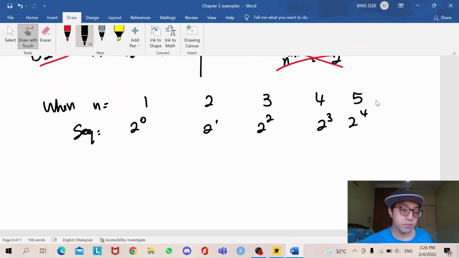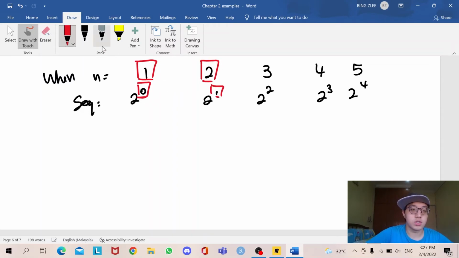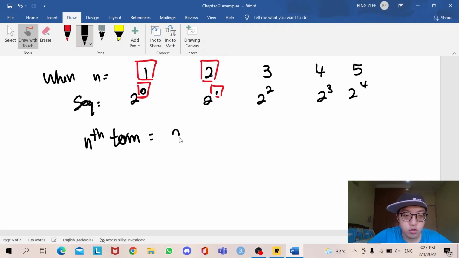Now the nth term is no longer 2 to the power of n, because if you compare here, when n is equal to 1, the power is 0. When n is equal to 2, the power is 1. So you can find out that the power is always 1 less than n, the term number. So you can say that the nth term is equal to 2 to the power of n minus 1. And this actually makes sense, right? Because if you substitute n equal to 1, it's going to be 2 to the power of 1 minus 1, which is 2 to the power of 0.